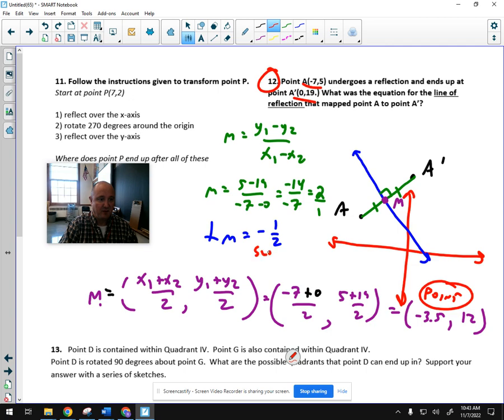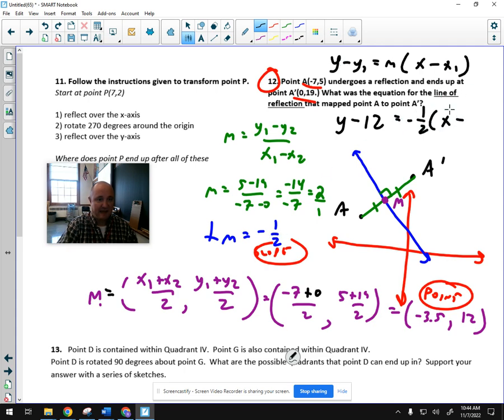I've got a slope. I can use the point slope form of a line. So that is, again, y minus y1 equals m times x minus x1. What is my y1? That's from down here. It's 12. So I have the minus from the formula and the 12. I plug in my slope for m. X minus x1. What's x1? It's negative 3.5. So I write plus 3.5. That's the answer. Right? I can leave it like that.